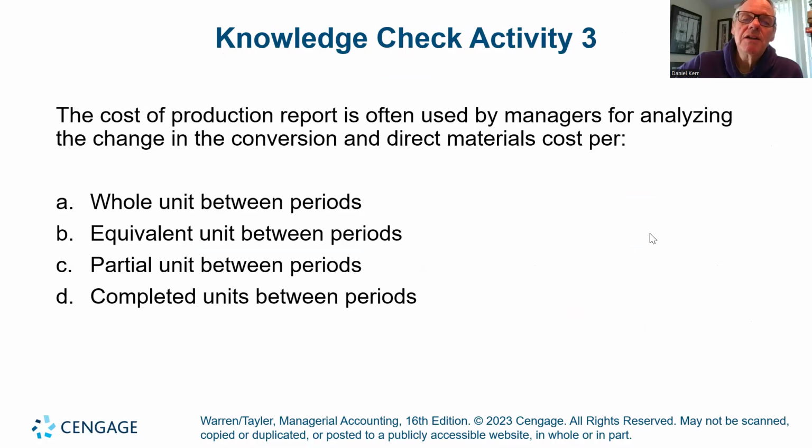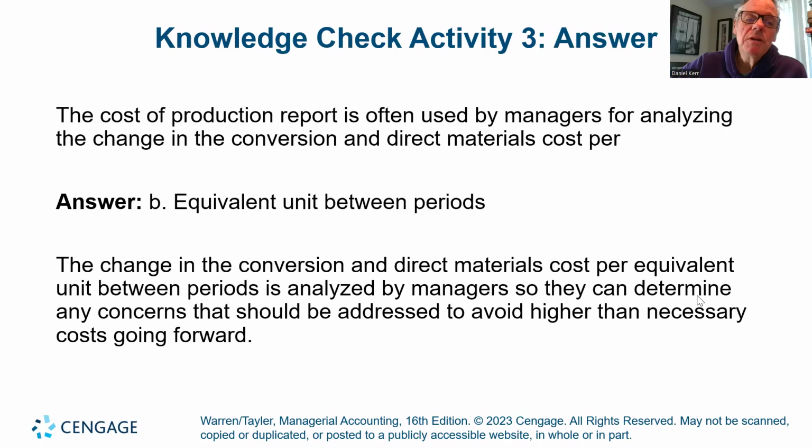This will be kind of a practice multiple choice question. The cost of production report is often used by managers for analyzing the change in conversion and direct materials cost per. So do we use whole units? Do we use equivalent units between periods? Do we do partial units, or do we do completed units between periods? So as you know, we use B. We use equivalent units between the periods to compare the costs.